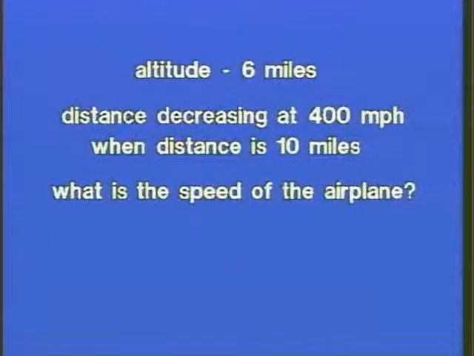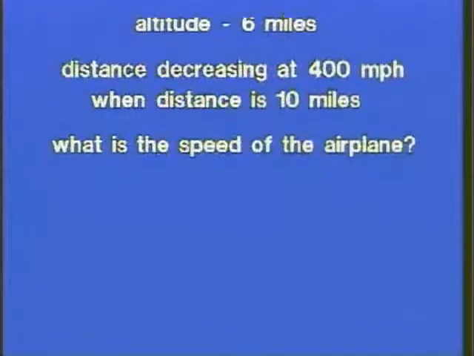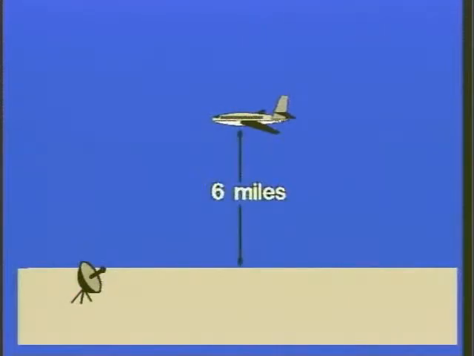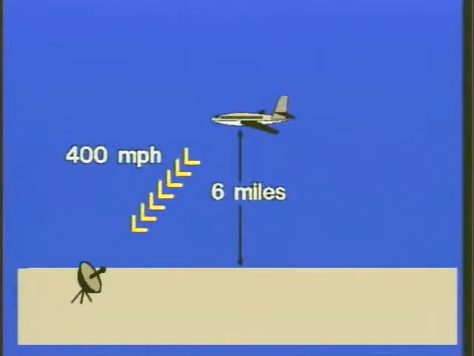Let's outline our information. We know that the altitude of the airplane is 6 miles. The distance between the radar unit and the airplane is decreasing at 400 miles per hour when that distance between them is 10 miles. And we're looking for the speed of the airplane. Here's a diagram. Here comes the airplane, and at this one moment in time, the airplane is 6 miles high, and it is approaching the radar unit at 400 miles per hour. So that distance is decreasing at 400 miles per hour at the moment when that distance is exactly 10 miles.